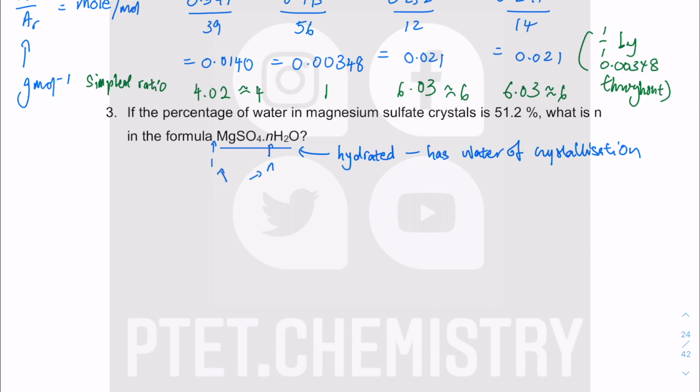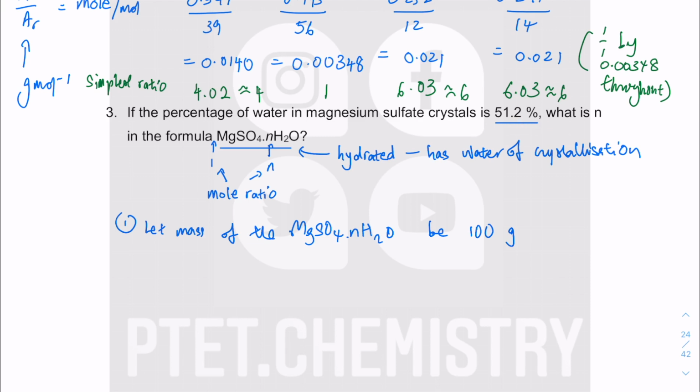Be aware that this is the number of molecules. These are actually mole ratios. These are mole ratios, okay? So we have the percentage of water is 51.2%. So let the mass of the MgSO4.nH2O be 100 gram. So this is the percentage by mass of water.